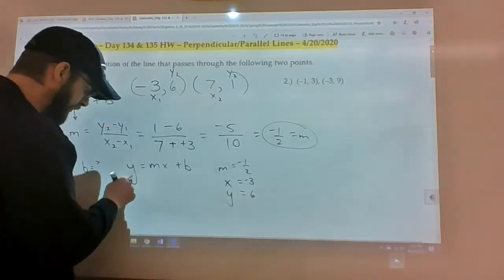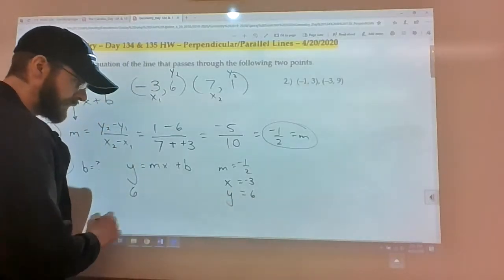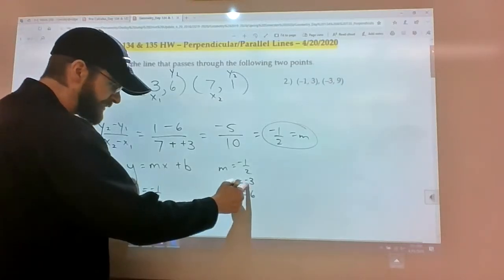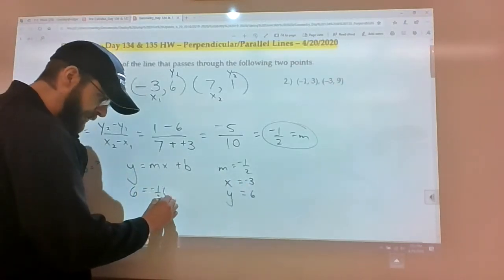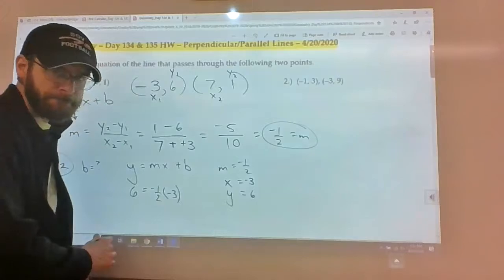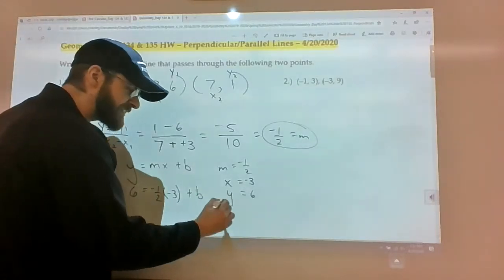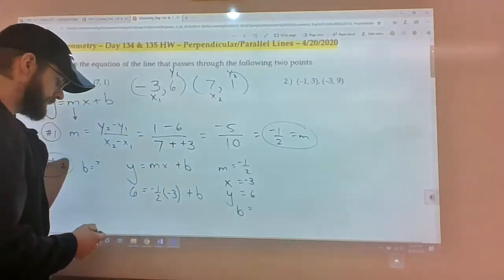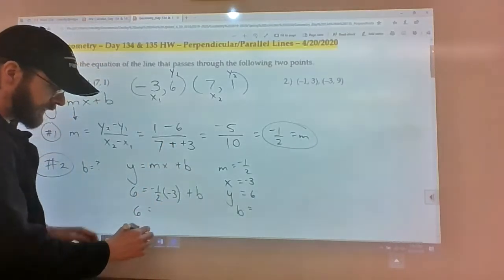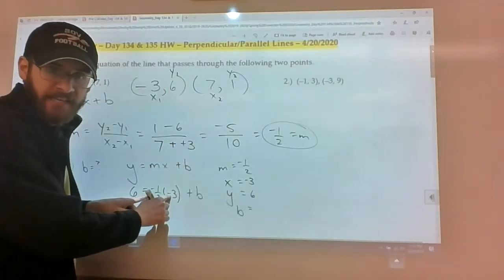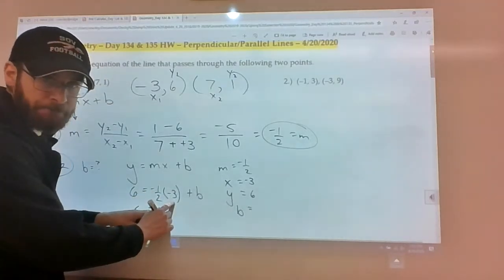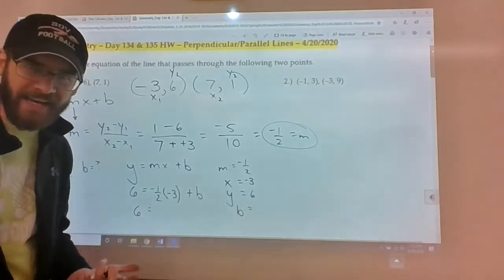So 6 goes in for y. Negative a half goes in for m. X equals negative 3. Remember, this is multiplication here. And then the plus b, that's the thing that we're looking for. B equals what? So then 6 is equal to negative times a negative is positive. What's a half of 3? Half times 3? It's 1.5.